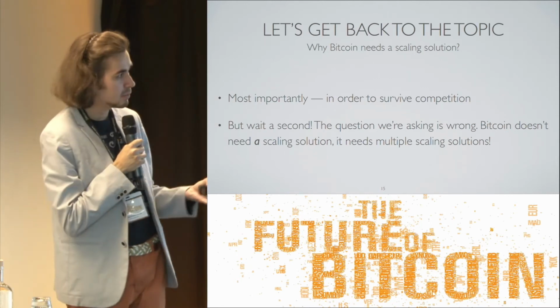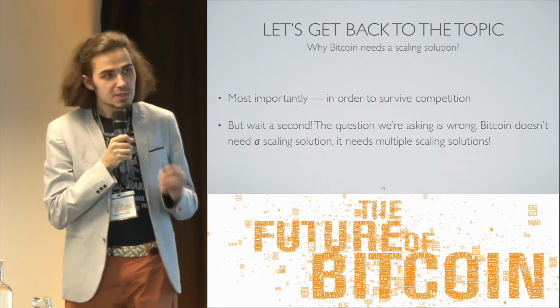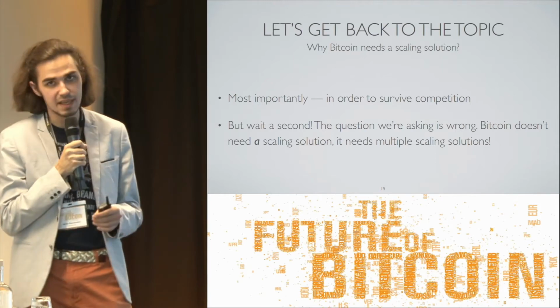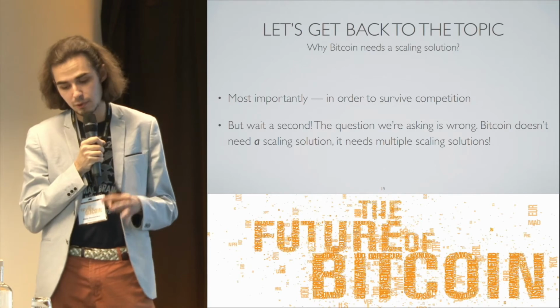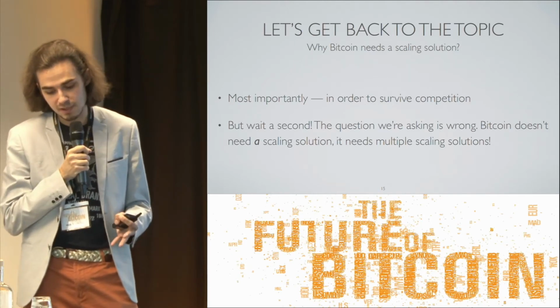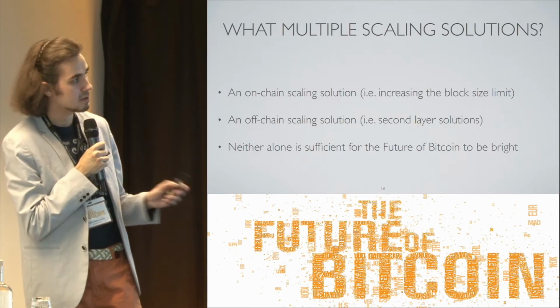Now we know why we need a scaling solution, but let's think this through. The question we've been asking here, why Bitcoin needs a scaling solution, was wrong all along. Bitcoin doesn't need just one technical solution for scaling, it needs multiple solutions. So what are these solutions?